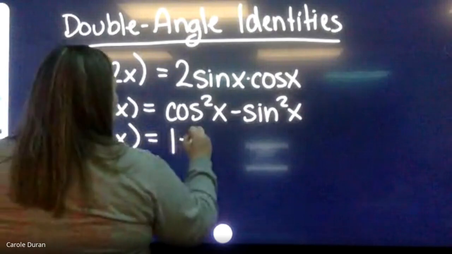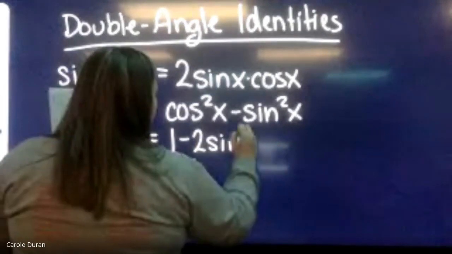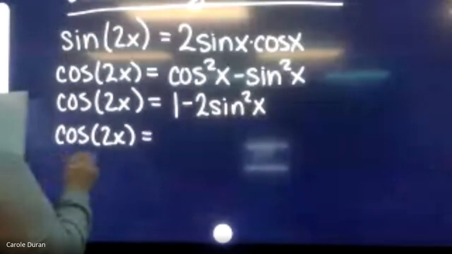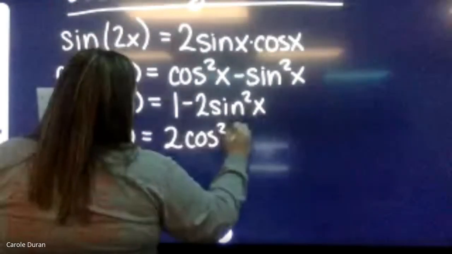The second one is 1 minus 2 times sine squared of x. And the third one is 2 cosine squared of x minus 1.